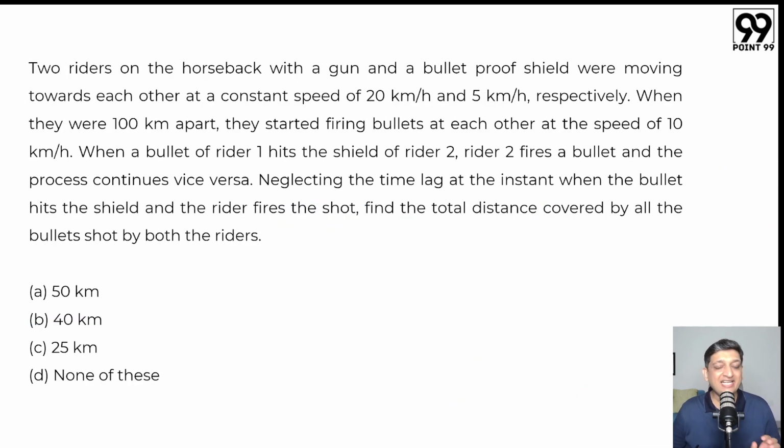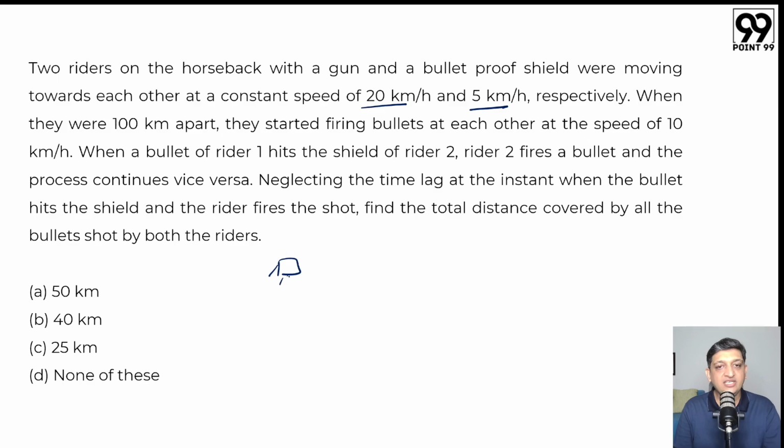So have a look at it, try this. It's a very interesting question, and then we will discuss this. And if you want a spoiler, then I'll just tell you, you will be surprised with the solution. So let's see. There are 2 riders on horseback with a gun and a bulletproof shield. They were moving towards each other at a constant speed of 20 kilometers per hour and 5 kilometers per hour respectively, right?